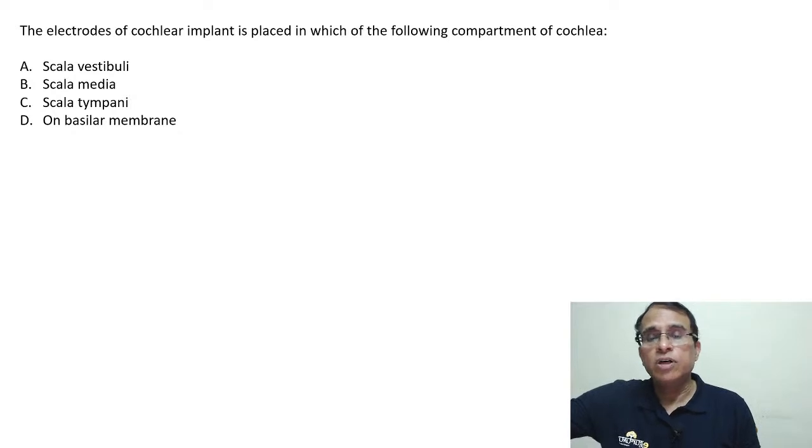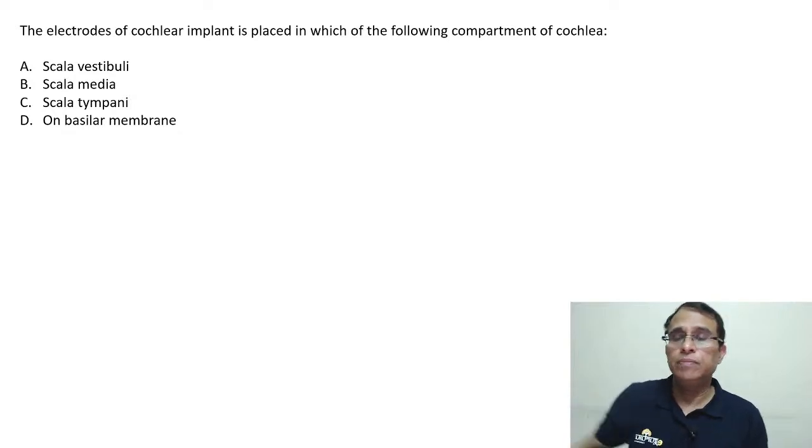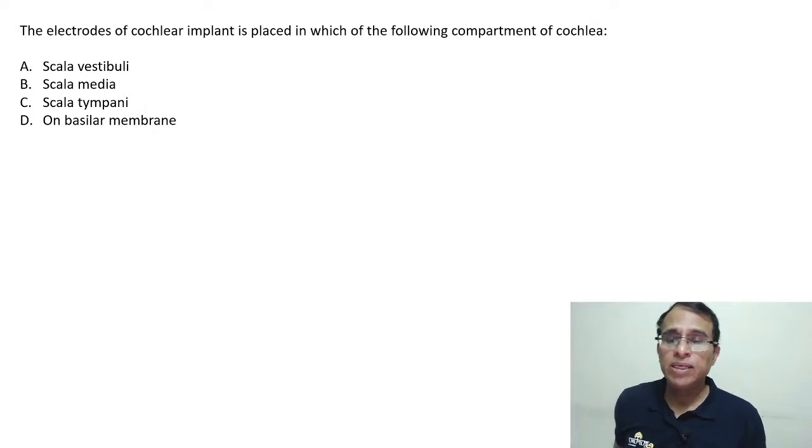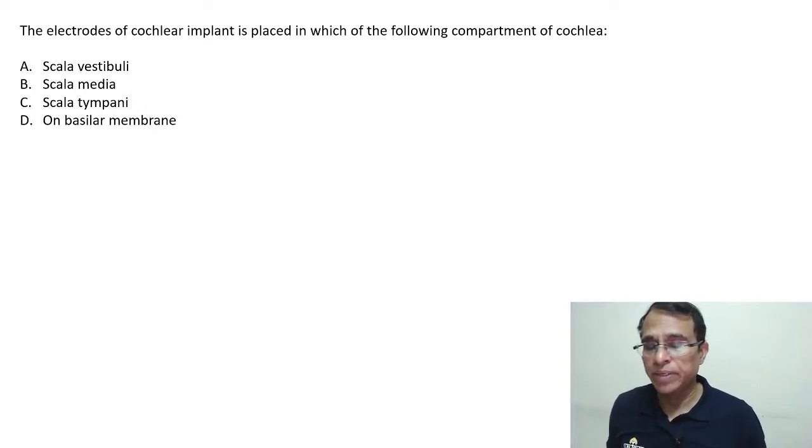The electrodes of cochlear implant are placed in which of the following compartments of the cochlea? Again, a very simple, straightforward question. Scala vestibuli, scala media, scala tympani, or on the basilar membrane. So where do you place the electrodes of a cochlear implant in a cochlea? Which compartment? Very simple, straightforward. I am pretty sure that everybody is going to get this right.